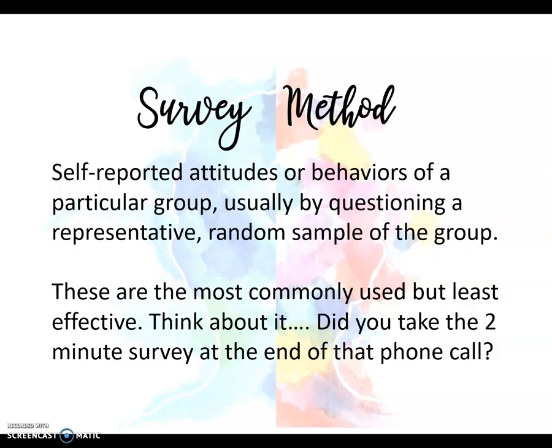The next research method we're going to look at is the survey method. And this is where you self-report your behaviors, your thoughts, your feelings to someone. And usually these surveys go towards a particular group of people, usually a couple questions, 5 to 10 questions because they don't want them too long. It's a random sample of that specific group of people that they want.